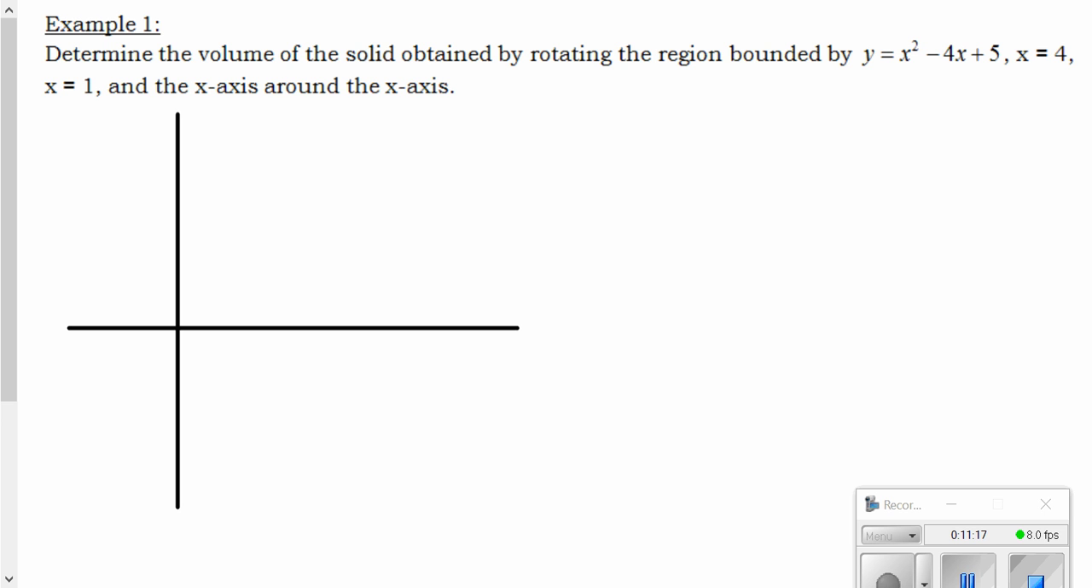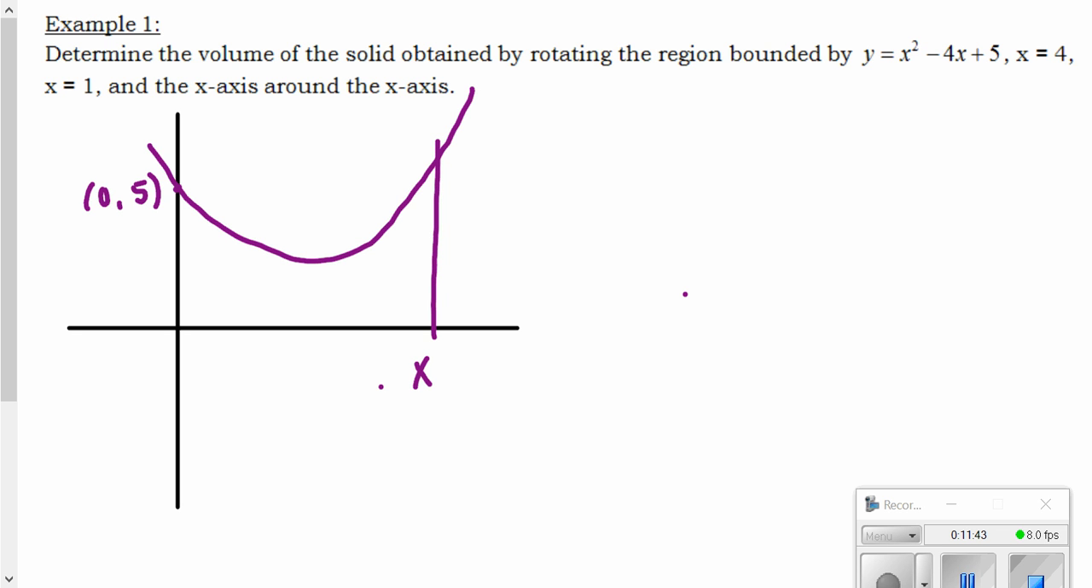Okay, we're going to do this one together. So it says determine the volume of a solid obtained by rotating the region bounded by, okay, that's going to be some parabola. So I'm going to draw in my little parabola here. It has to have a y-intercept at 5, so this must be (0, 5). Okay, so some kind of parabola upward facing, x equals 4 is a vertical line. x equals 1 is a different vertical line, and the x-axis.